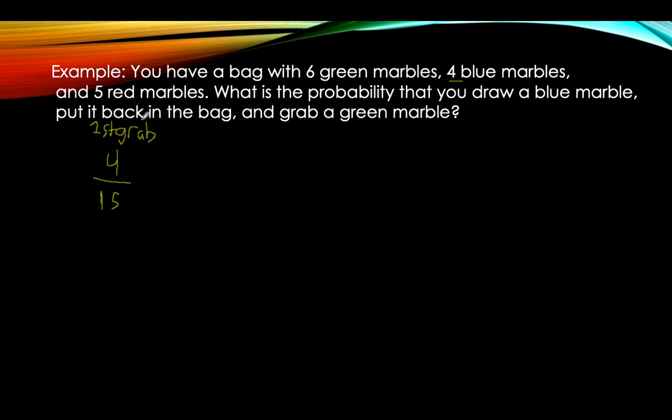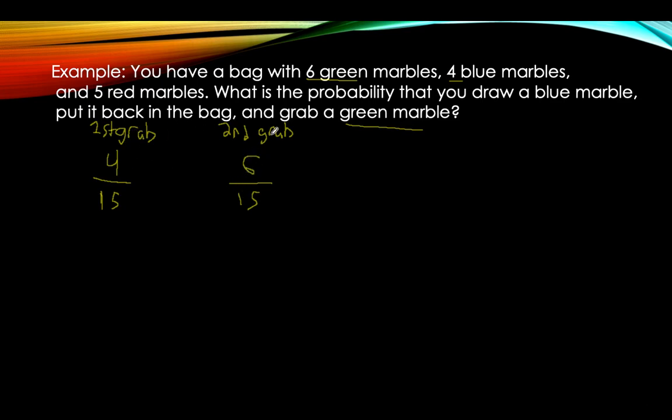Okay. Now we put that marble back in the bag and we grab a green marble. So if we put the first blue marble back in the bag, we still have the same amount of marbles in the bag, right? So there's still 15 marbles in the bag. Now we just need to know how many green marbles there are, which there's 6. So probability of grabbing green would be 6 out of 15.